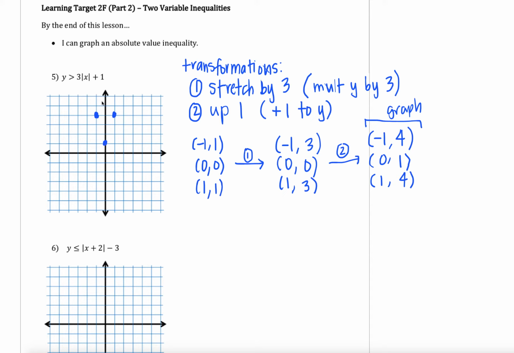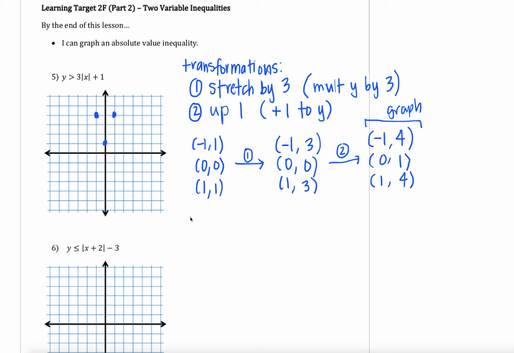Now before I start connecting these together, I see that they're going to form a V shape that is facing upright, which is correct. It looks like they've been stretched since our distance between the vertex and our other 2 points are now further apart, as well as that graph has been shifted up 1 from the vertex I can see. Now before I connect these together, I have to decide, will I be connecting them with a solid line or a dotted line? What do you guys think?